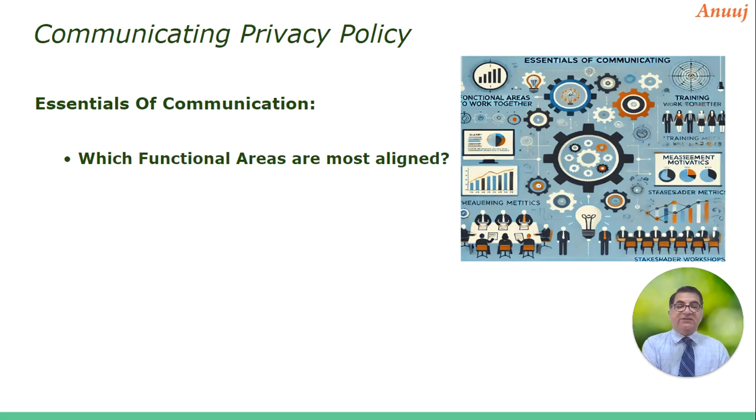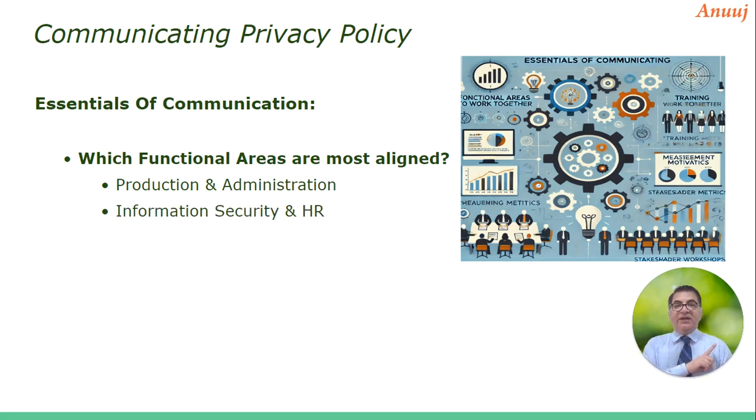What functional areas are most aligned? For example, production and admin, they are pretty much aligned. A factory worker involved in production talks a lot to the admin. So they are pretty much aligned. Their data points may be common as well, right? So how would they handle the privacy policy? Information security and HR. Because when you onboard an employee, it's the HR who tells you the level of the employee, and information security defines the access and rights of that person while creating a user for him. So both these teams need to work very, very clearly, and these teams, as an example, should be well aligned with the overall organization's privacy policy.